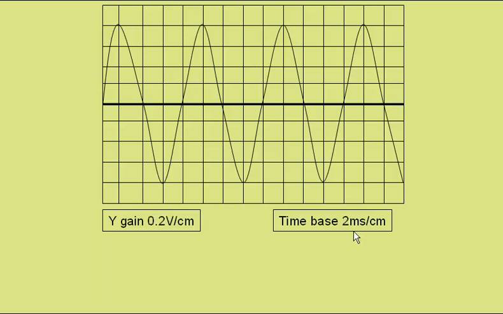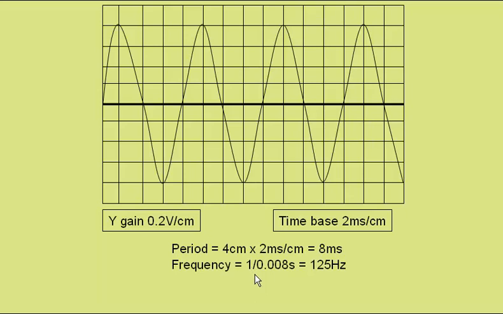Here the time base is 2 milliseconds per centimeter, and the trace has a 1, 2, 3, 4 centimeters time period. So the time period is 4 times 2 milliseconds per centimeter, or 8 milliseconds, giving a frequency of 1 over 0.008, 125 Hz.